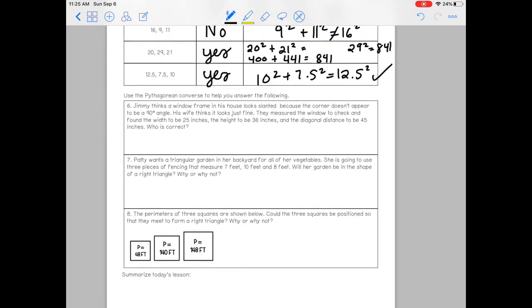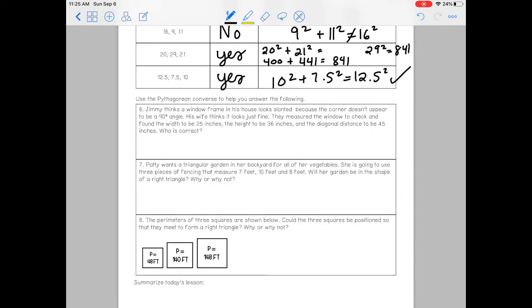All right, then we have 3 word problems, and we're going to use the Pythagorean converse to help us answer the following. Jimmy thinks a window frame in his house looks slanted because the corner doesn't appear to be a 90-degree angle. His wife thinks it looks just fine. They measured the window to check and found the width to be 25 inches, the height to be 36 inches, and the diagonal distance to be 45. So let's draw this out. It's like saying 25, 36, and 45 as our hypotenuse.